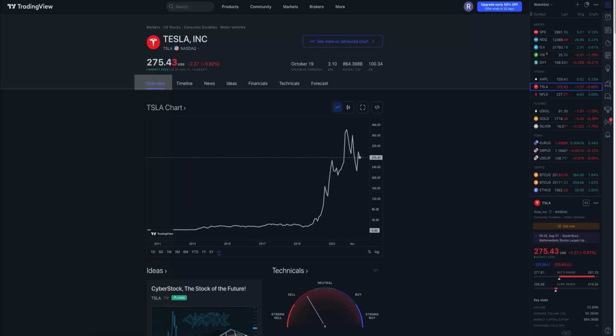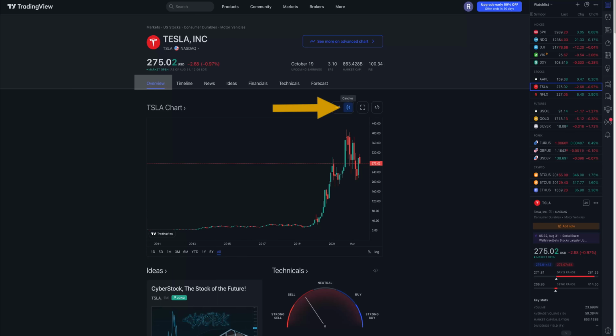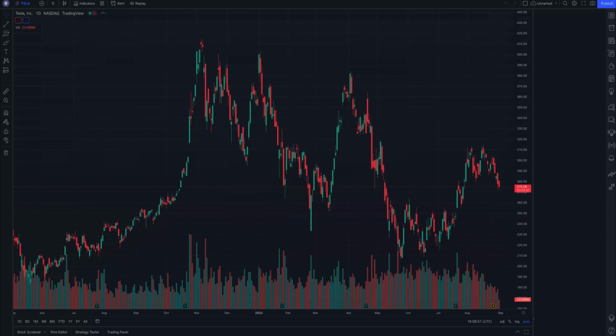If you don't like the lines on the chart, which I personally don't, you have the option to change them and pick candles. To change that, click the candles on the top of the chart. You can enter full screen by clicking the full screen icon next to the candles icon if you wish.